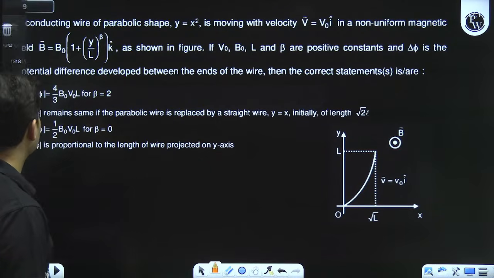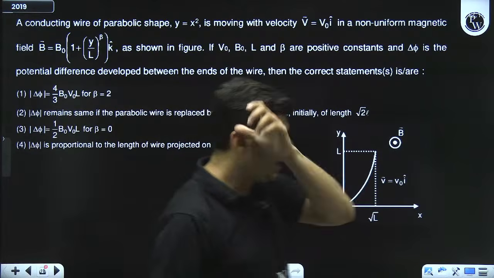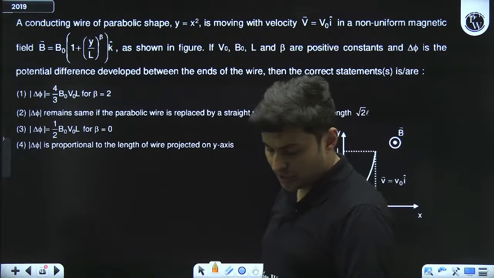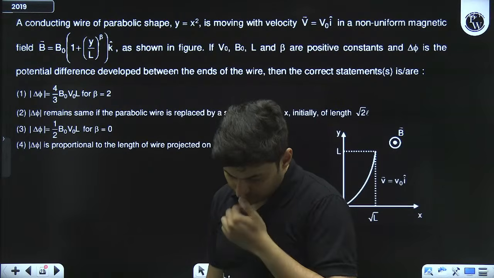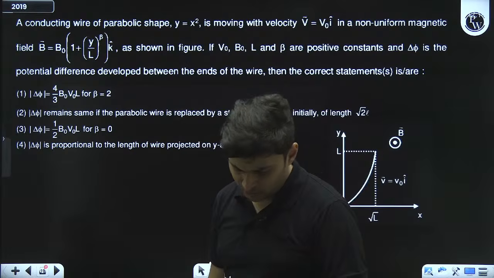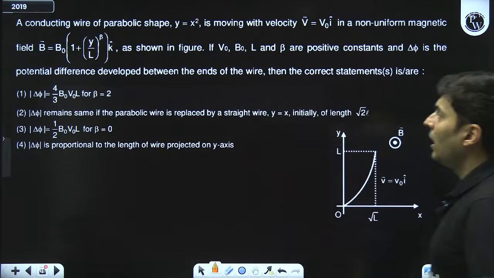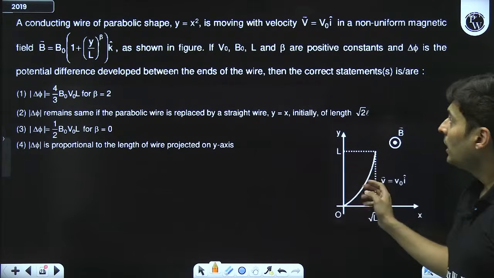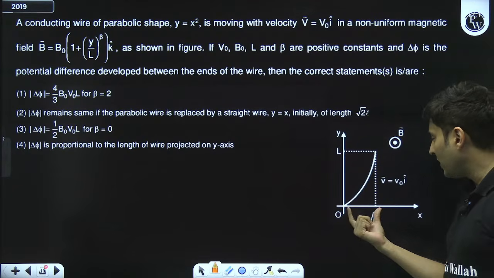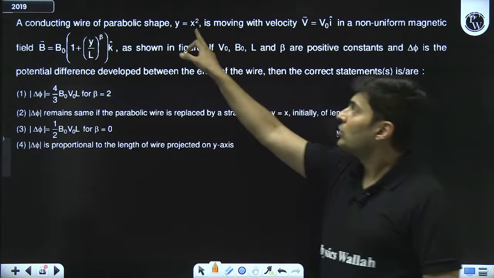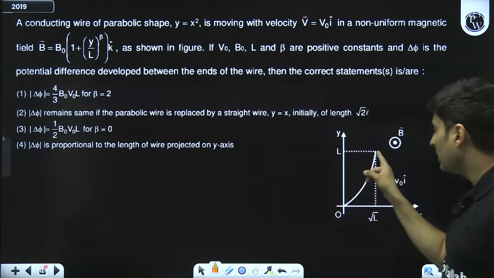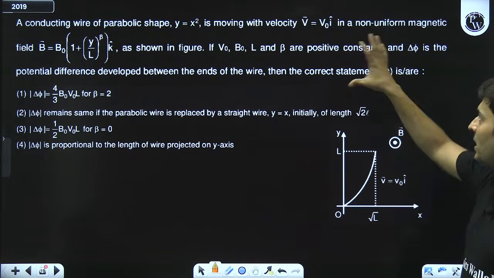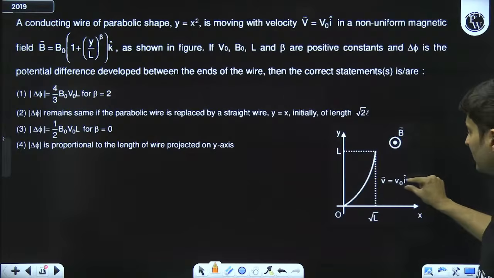This was a 2019 question and a very nice question. Multiple correct might be there. Okay, read the question, everyone. Yeah, sigma, S, whatever you want to call it. A conducting wire is there. You can see it is in the shape of a parabola, y is equal to x square. So if x coordinate is root L, so root L square will be L. So that will be the y coordinate at the end point. So this wire is a curved wire. It is moving towards the right side with some velocity of V naught.